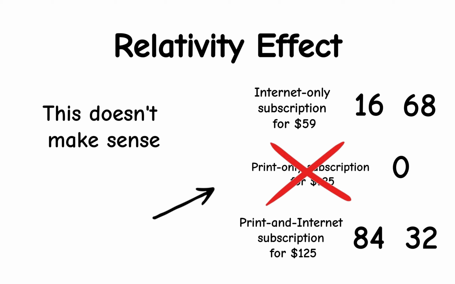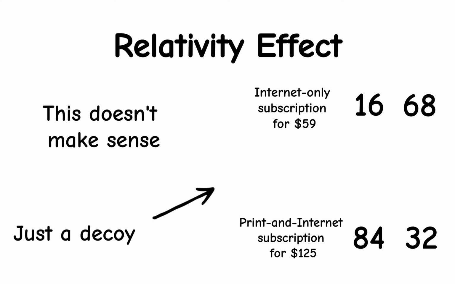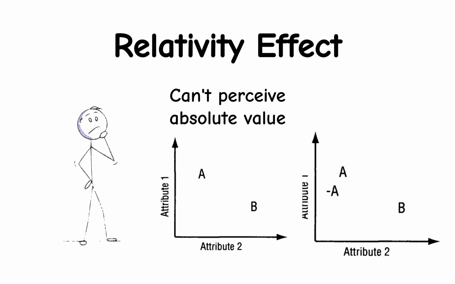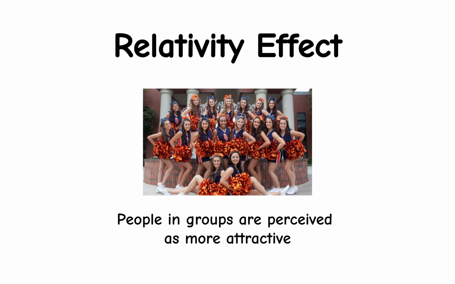The second option was just a decoy, being clearly worse than the third one. So removing this option shouldn't change the results, but it did. This shows the human inability to perceive absolute value. We choose by comparing similar options, and we're more likely to choose the option that is easier to compare with something. This is also one of the reasons for cheerleader effect.